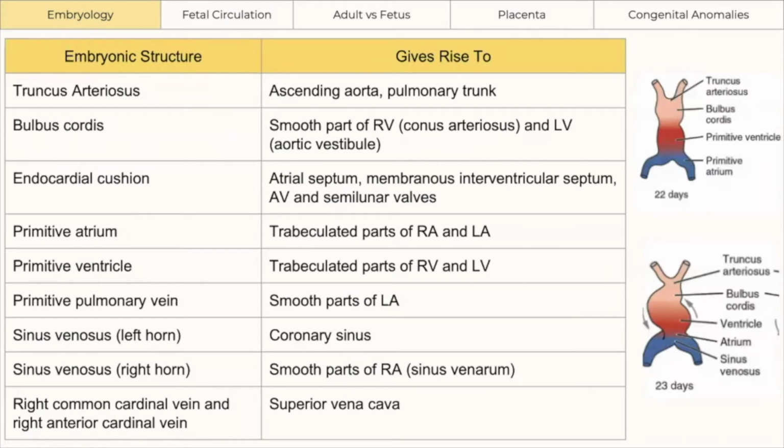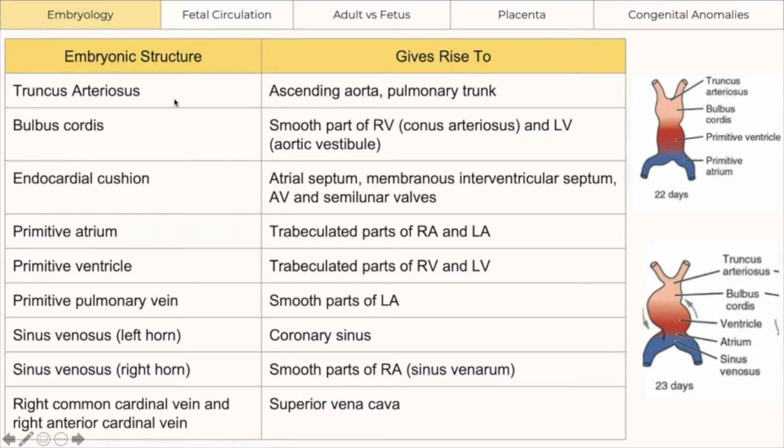So this is quite an important slide. To remember the embryonic structures, I've attached the photo here. You have your truncus arteriosus, your bulbus cordis, your primitive ventricle, and your primitive atrium, and then your sinus venosus at the bottom. So remembering this from top to bottom can help you remember what they give rise to, because it also goes mainly from top to bottom.